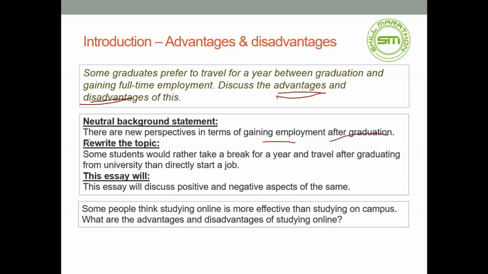Okay. However, I rewrote it. Some students would rather take a break for a year and travel after graduating from university than directly start a job. The question itself has been rewritten. Correct? I've just changed certain words, written some synonyms and rewritten it completely. Okay. Now, what am I going to discuss? The positive and negative aspects of the same. I'm not going to give my opinion because they've not asked for any opinion from me. They've only asked me to write the disadvantages and the advantages of this. And that's the only thing that I'm going to do.